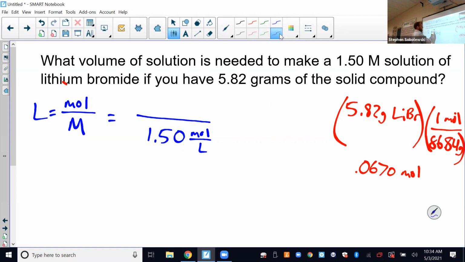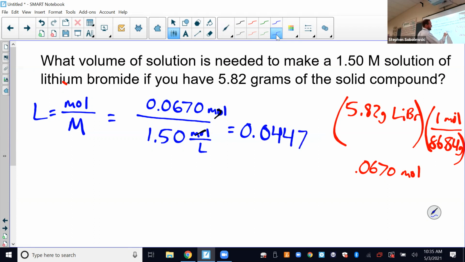So that's my moles, 0.0670 moles. All right, in terms of units, mole cancels mole. I'm left with liters as my double denominator, I call it. It's like the denominator of the denominator. That ends up being our unit at the top. So 0.0670 divided by 1.50 with 3 sig figs. My answer is 0.0447. Now, in terms of unit, what's left? Liters. And since the problem didn't ask for milliliters, we can leave it like that.